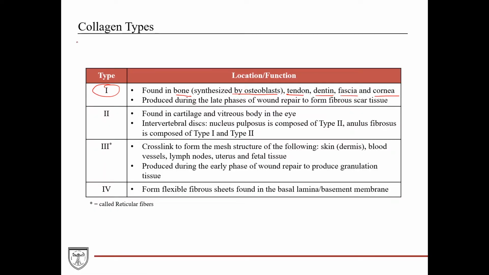And what's important to know with collagen is that you have the collagen protein, which then forms collagen fibrils by cross-linking the proteins. And then those merge together to form collagen fibers. And we'll go over this when we talk about collagen synthesis in a few slides here. The other thing that's very high yield for exams, especially a board exam, is that collagen type 1 is produced during the late phases of wound repair to form a fibrous scar tissue.